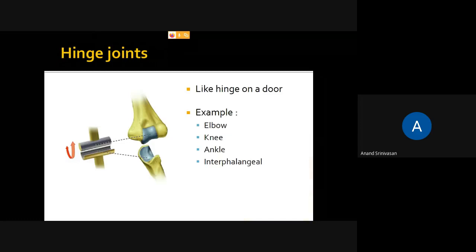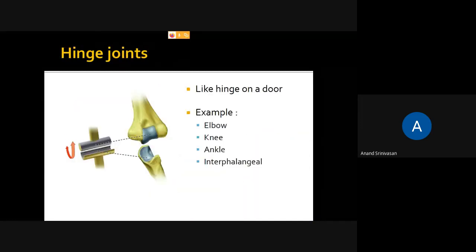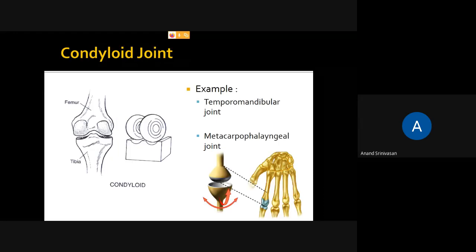So we have seen four joints now: ball and socket, hinge joint, gliding joint, pivot joint. Now the next joint is the condyloid joint. Here also you can see there is a rounded structure, but it is not in the shape of a ball or a full globe. It is just like a small portion of the sphere.